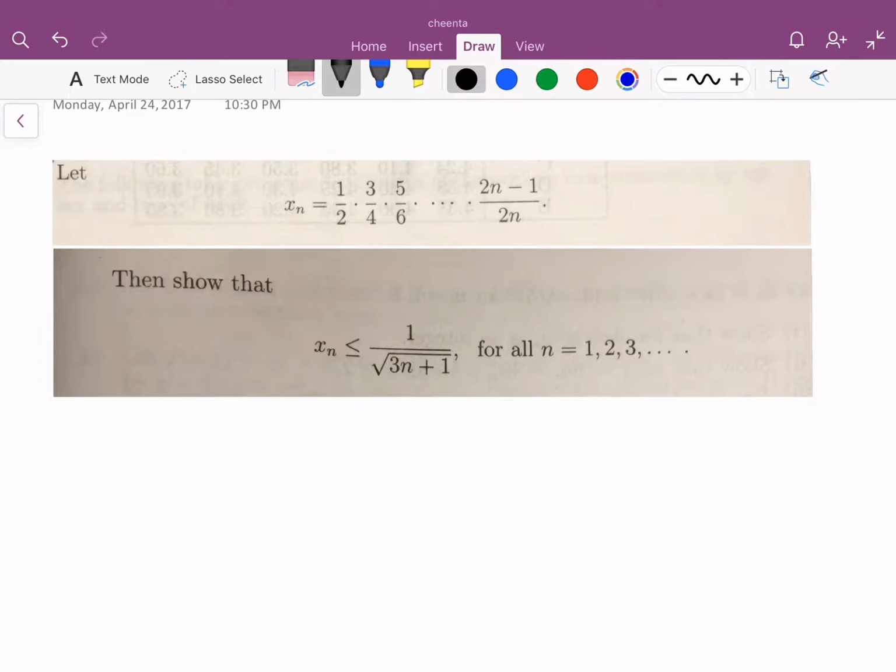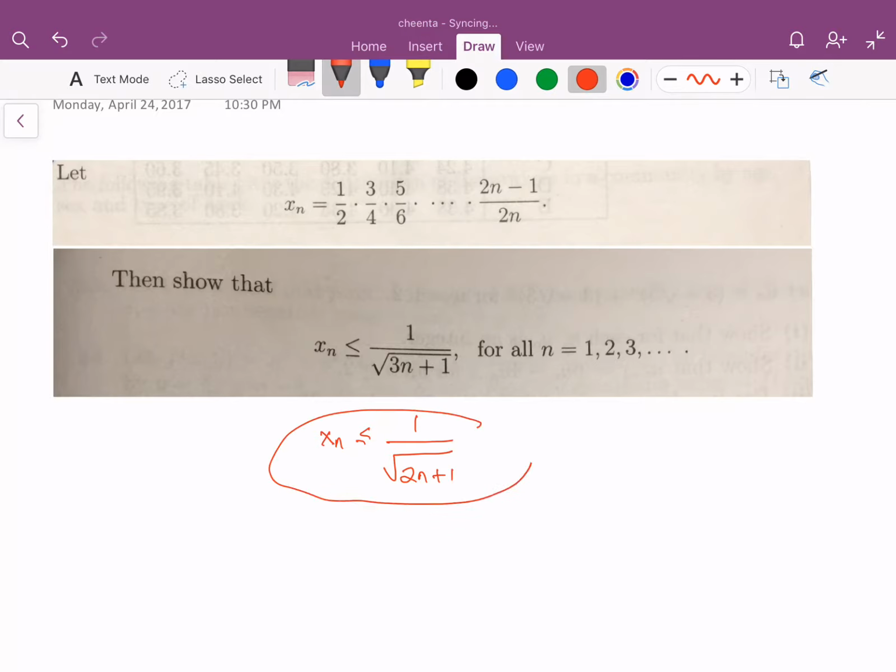So we have an inequality problem with us, and the interesting thing about this problem is that we can accomplish these things simply using mathematical induction. There is a version of this problem which actually is weaker. It says that show that xn is less than square root of 2n plus 1.